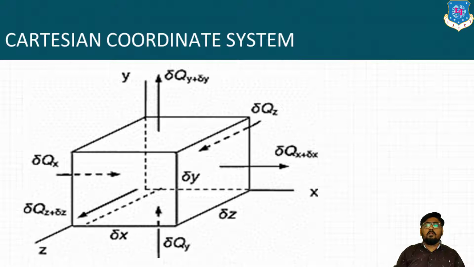So what will be the volume of this system? That is nothing but L into B into H. So over here you can say it is dx into dy into dz. Delta x is the dimension in x, delta y is the dimension in y, and delta z is the dimension in z. So dx into dy into dz is the volume.